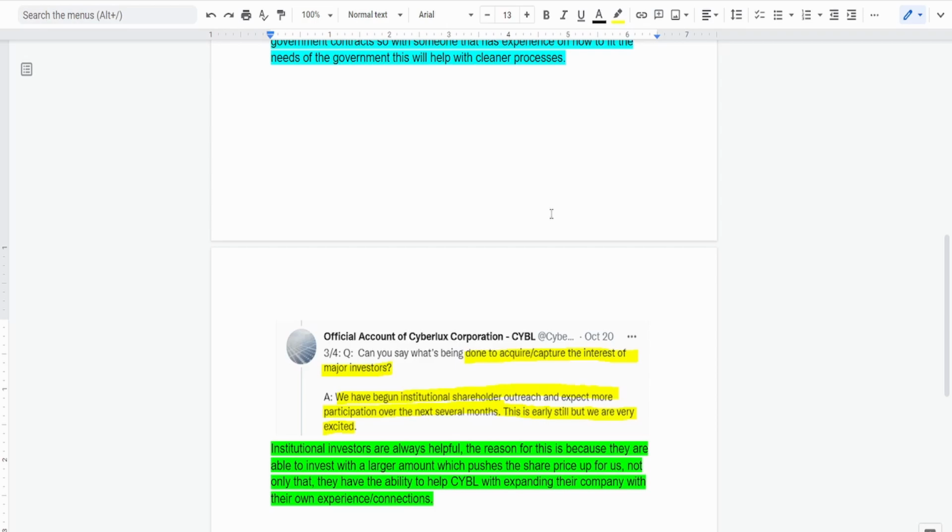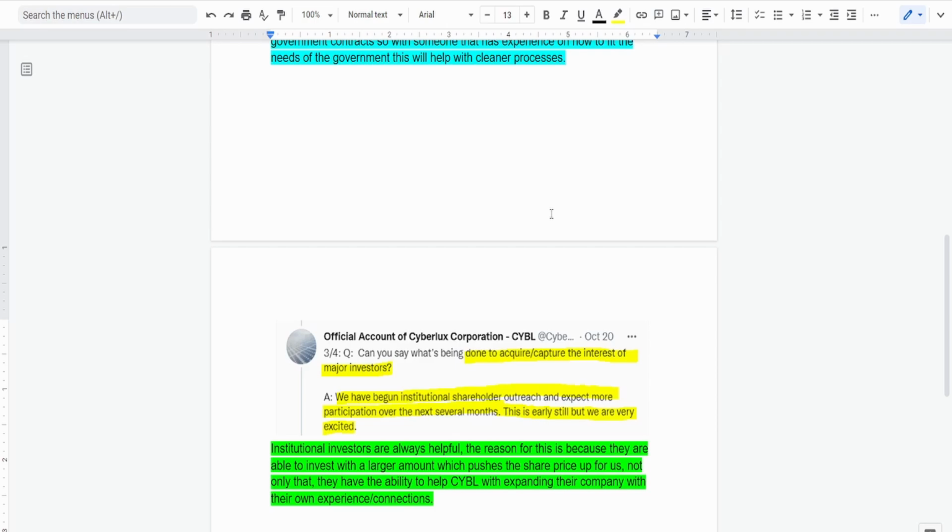Now, their answer is, we have begun institutional shareholder outreach and expect more participation over the next several months. This is early still, but we are very excited. So I'm excited as well, guys. Institutional investors are always helpful. The reason for this is because they are able to invest with a larger amount, which pushes the share price up for us. Not only that, they have the ability to help CYBL with expanding their company with their own experience and connections.